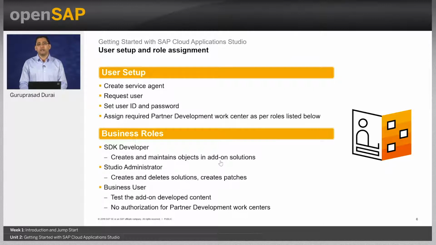The process is to first create the service agent in the Business ByDesign, request for a user and then set up the user ID and the password for this service agent. Based on your authorizations for the developer, administrator and the business user, you could provide the necessary authorizations for these users.